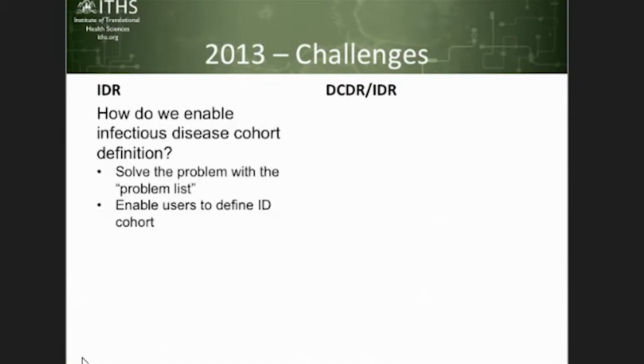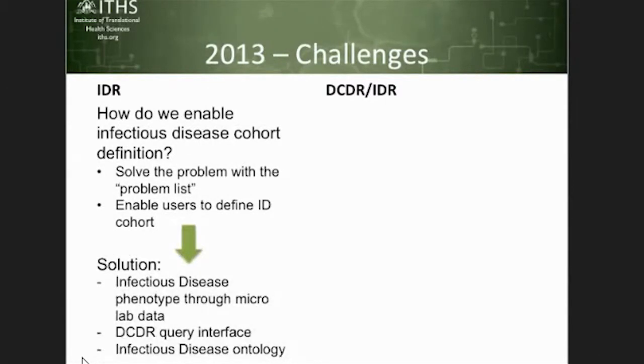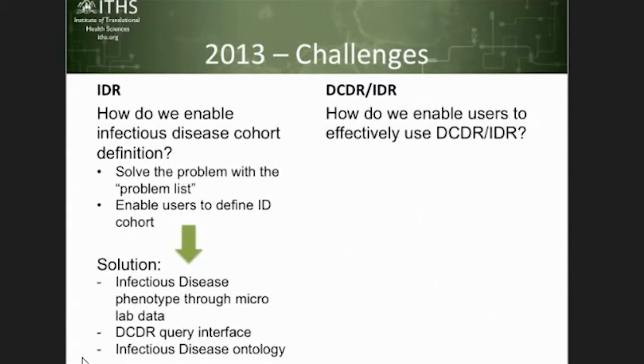So what were the 2013 challenges? We talked about this problem with the problem list and the user defining cohort. So we solved it by micro lab data, query interface, and building ontology, which took quite a bit of time, but once it's done, it was great.